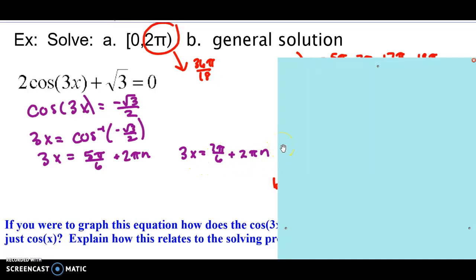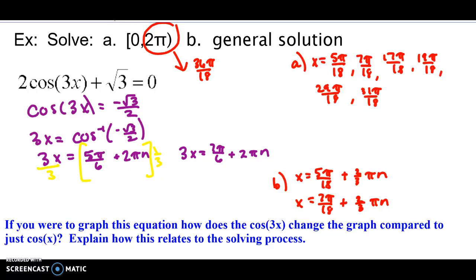So if I divide both sides by 3, I won't usually show this, but if I'm multiplying both sides by 1/3 or dividing both sides by 3, I got to do that to everything. So it might be helpful to look at these. So I get 5 pi 18ths plus 2/3 pi n, and then also for this one here, I get 7 pi 18ths plus 2/3 pi n. So those are my two general solutions, which I think is easier to find first.